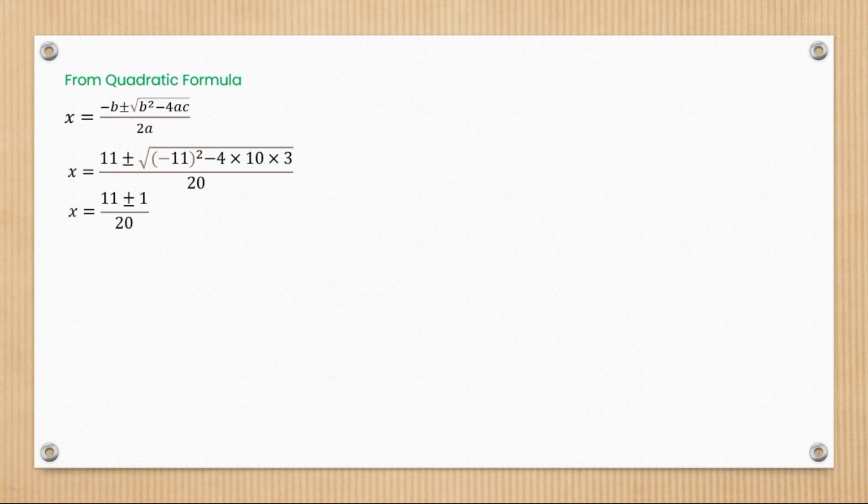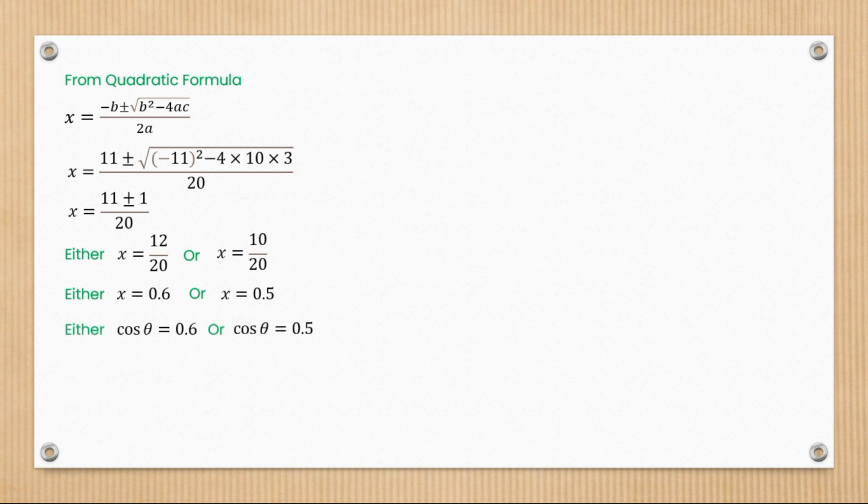So now x has two different answers. x can be 12 over 20, or x can also be 10 over 20. Simplify that: 12 over 20 is 0.6, and 10 over 20 is a half, which is 0.5. So that means cos theta is either 0.6 or cos theta can be 0.5.